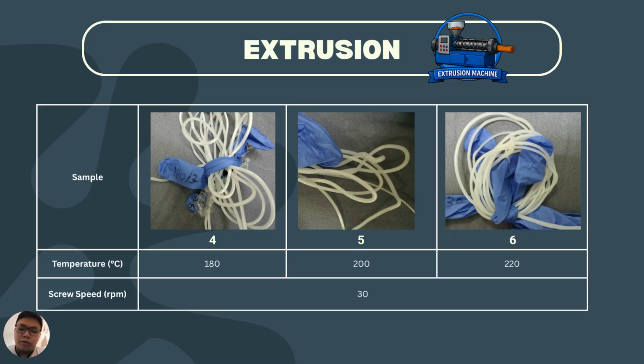So now we are looking at the second table. For the second table, we increase the processing speed. The settings were changed to a temperature of 200 degrees Celsius and a screw speed of 30 rpm. So interestingly, at this higher speed of 30 rpm, the extrusion process became more challenging.